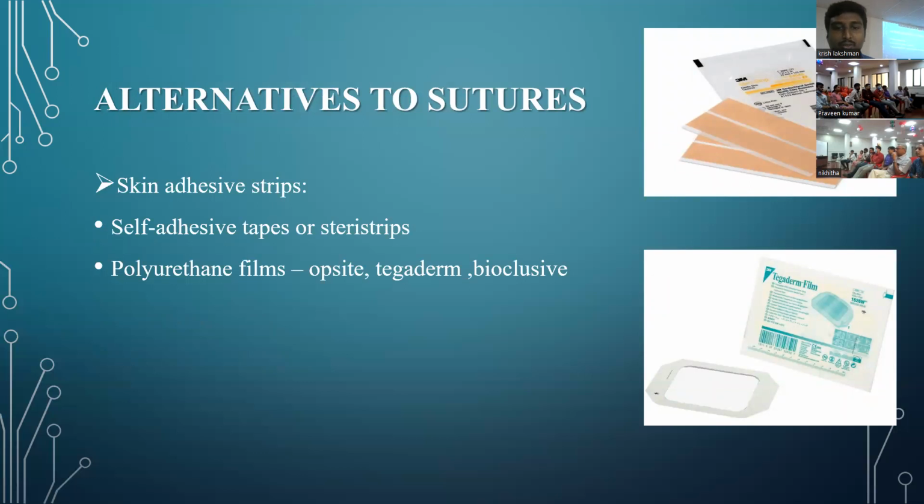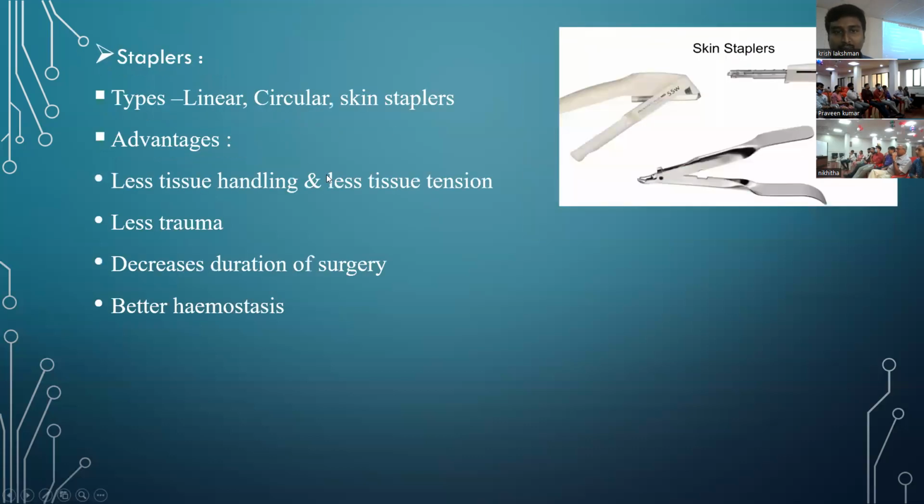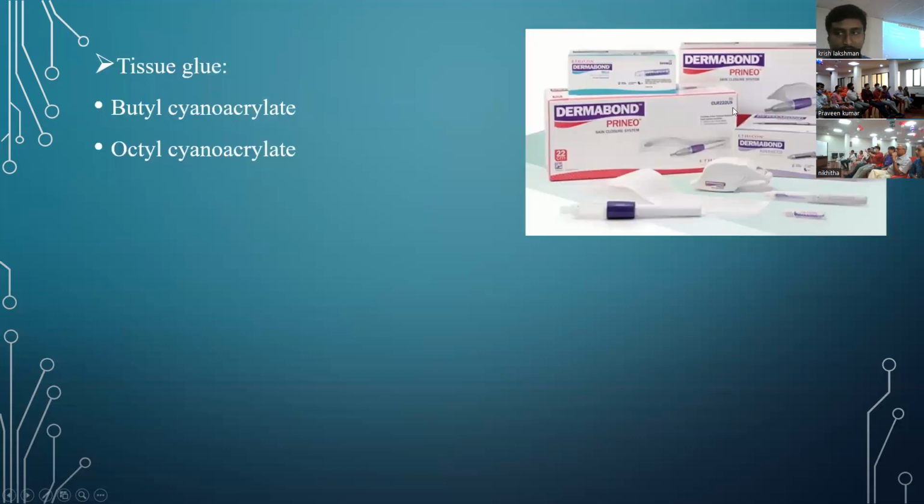As alternatives to the sutures, we have skin adhesive strips, which consist of self-adhesive tapes or Steri-Strips, and polyurethane films such as Opsite, Tegaderm and Bioclusive, and tissue glue such as butyl cyanoacrylate, octyl cyanoacrylate, and staplers. Just before you go to staplers, where do you have the role of tissue glue and Steri-Strip as against conventional sutures?